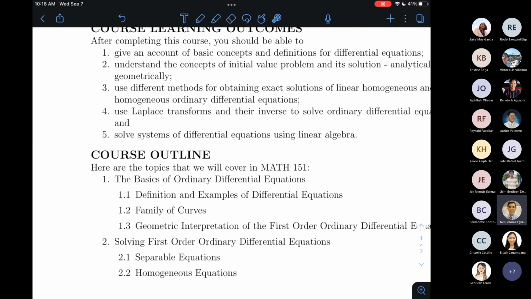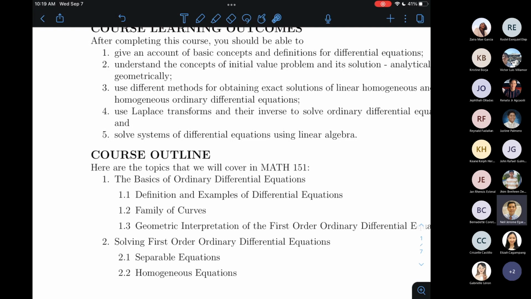Then we should be better than them at using Laplace transforms, because Laplace transforms are very powerful tools in solving not only ODEs but systems of ODEs as well. And then we will also solve systems of differential equations using linear algebra. We will still use Laplace transforms here. Okay? So yeah, that's the menu for the entire semester.